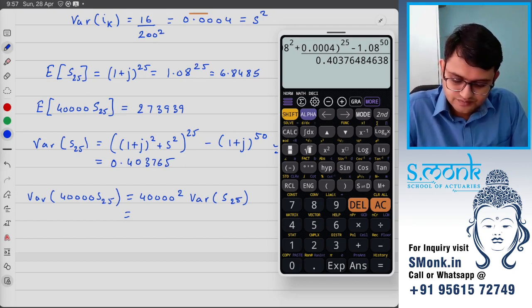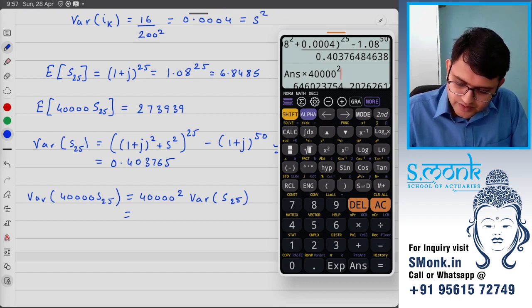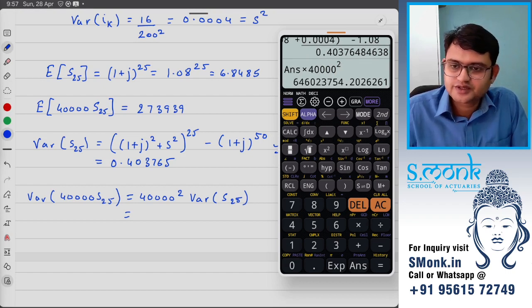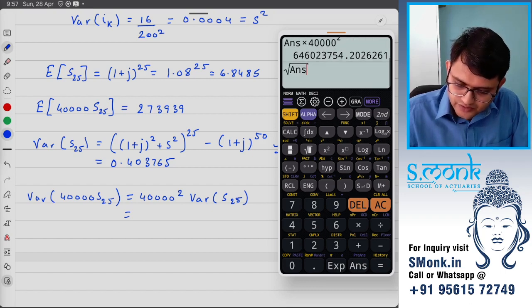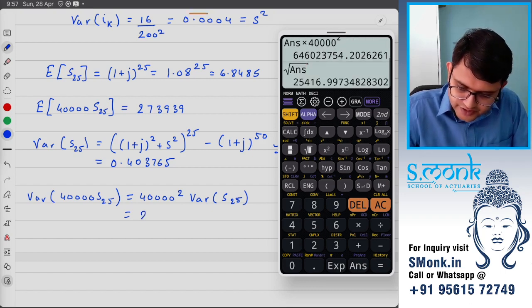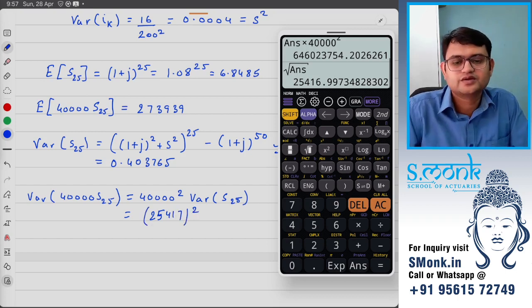Now we'll multiply 40,000 square to it. Okay, it's a very large number. I should write it as the root answer. So that is 25417 square. This is how we'll represent the variances.